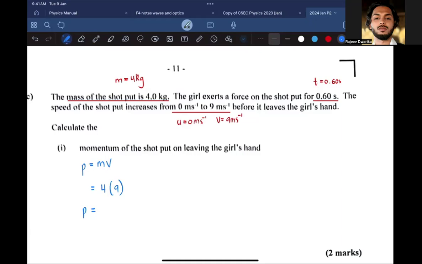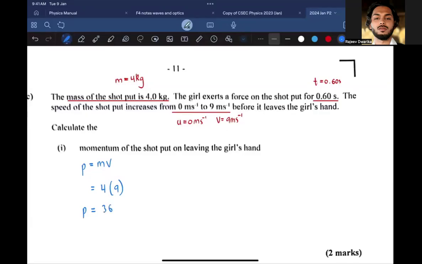means the object is in motion. When the object is in motion, it's moving at a speed of 9 meters per second. So you need to use 9 meters per second, because that's the speed the shot put is moving at. Moving momentum makes sense, right? So that'll be 36.